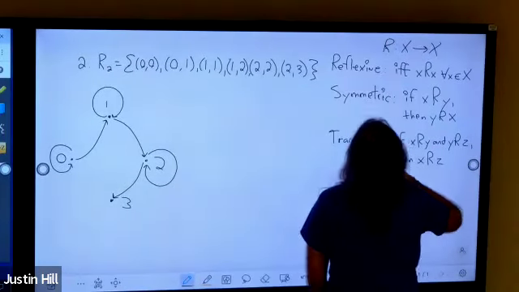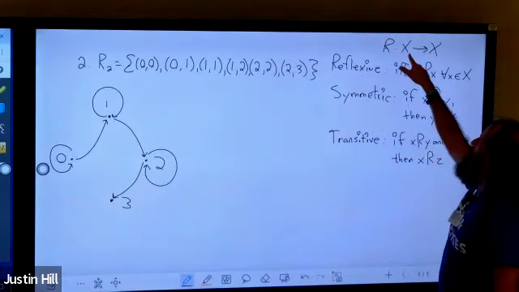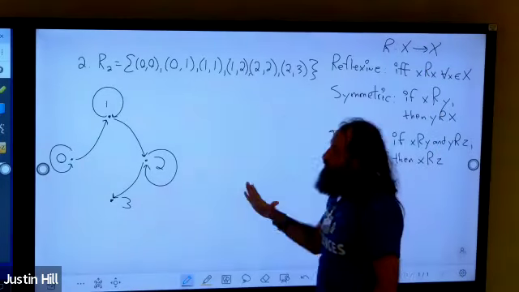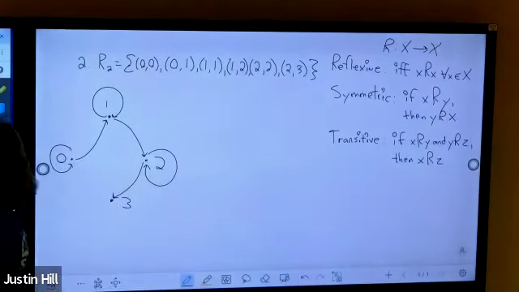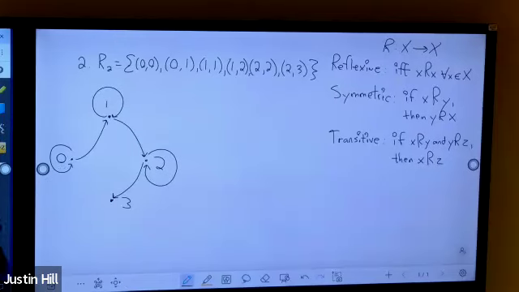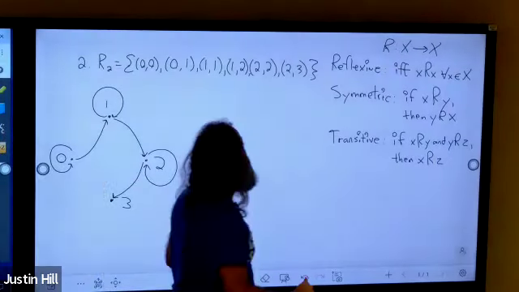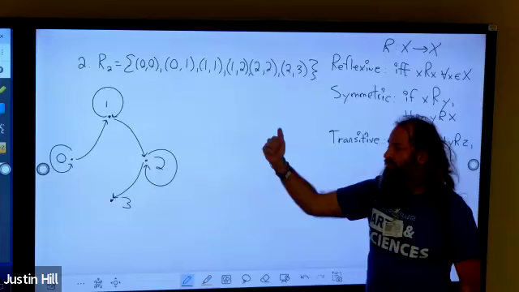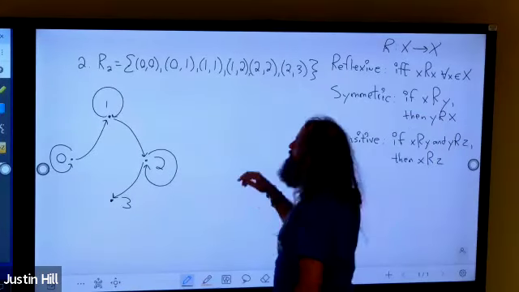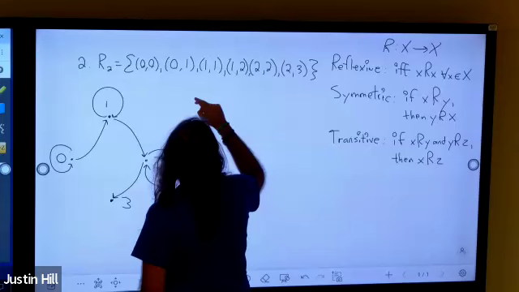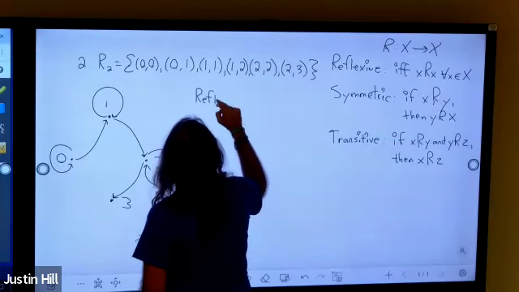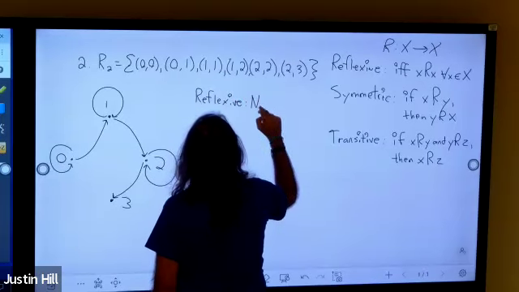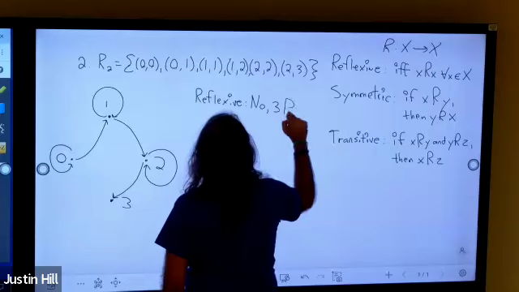So let's look at the reflexive property. The reflexive property means for every x in my domain, it's related to itself. What do you guys see here? Is every element related to itself? Good, no. Clearly 3 is not related to itself. So it is not reflexive, and there's your counterexample. You just have to write that. So for reflexive, we're going to say no. 3 is not related to 3.